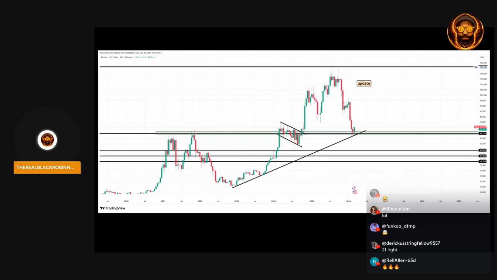But look at the top of Bitcoin at 126K. What do you see up here? Type it in the chat. What do you see up here? That is a bearish pin bar, right?